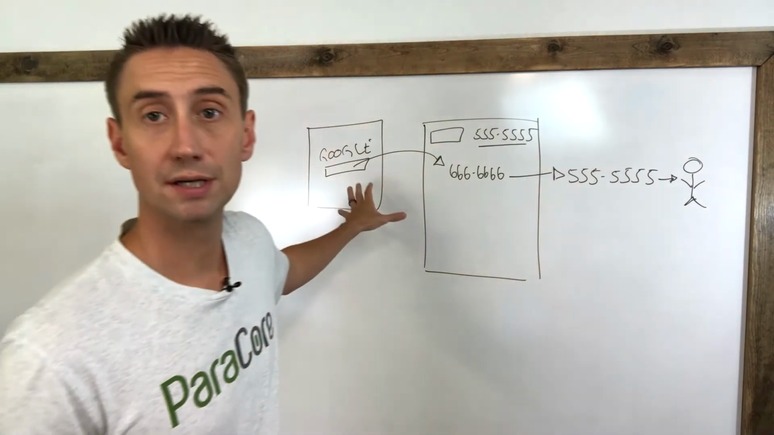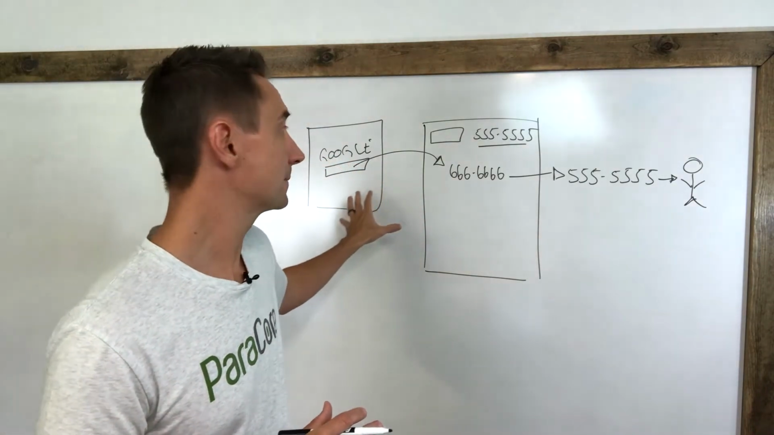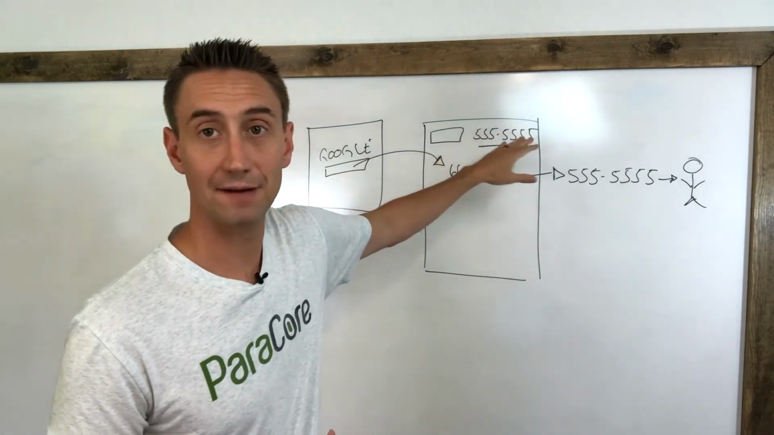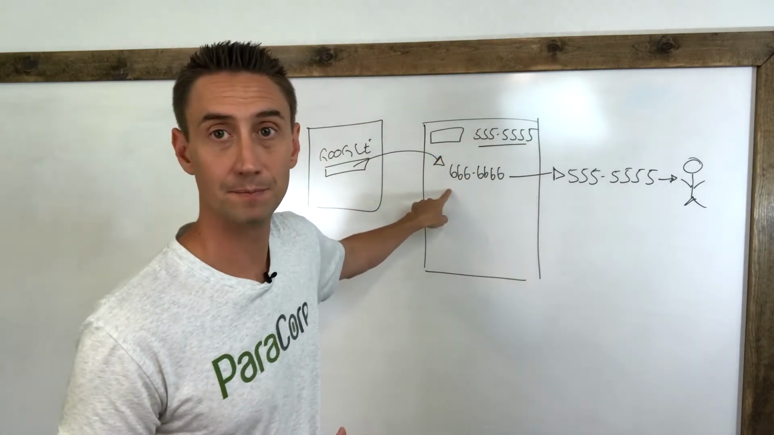So someone goes to Google, they search, they see your ad, they click your ad, and then when they go to your website, this number 555 is swapped to the sixes number.